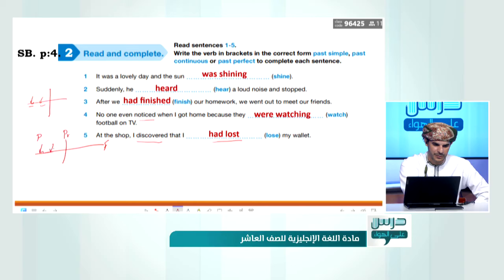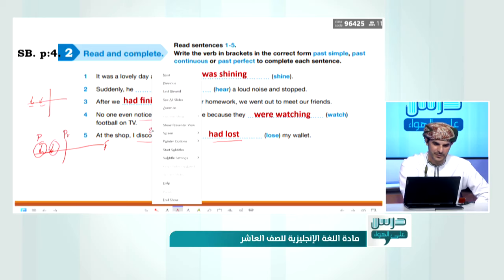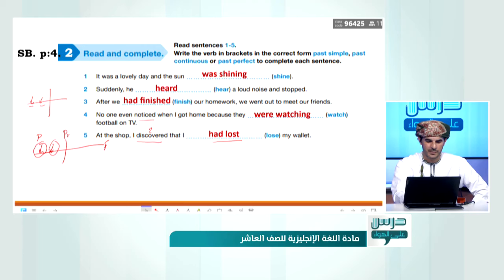Which one? Two actions. Okay, one before the other. I had lost, then I discovered. Okay, number 2. So this is number 2. First, I had lost it, my wallet, then I discovered it. Okay? Well done, guys.